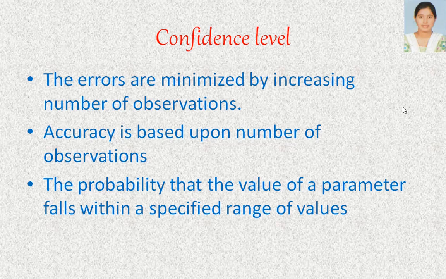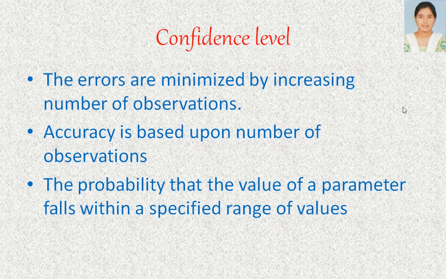Therefore, it is necessary to fix the confidence level desired. So, to minimize the errors, we have to increase the number of observations. As the number of observations increases, we can get the accuracy. So, to be an economical method, how many observations are to be taken? It depends on the confidence level that we select in this method. Based on the confidence level, we decide the number of observations we are going to take. Based on that, we can fix the accuracy level.